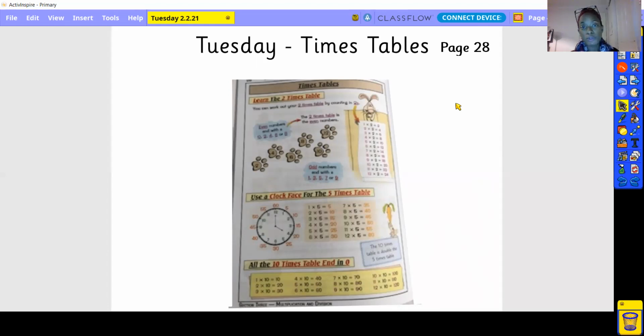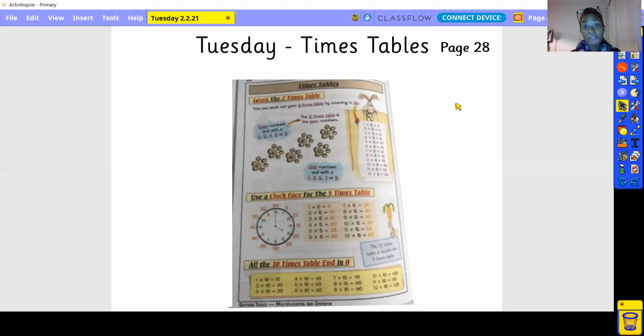So let's think about the 2 times table and learning it. You can work out the 2 times table by counting in 2s. The 2 times table is the even numbers. Even numbers end with 0, 2, 4, 6, or 8. And odd numbers end with 1, 3, 5, 7, or 9.